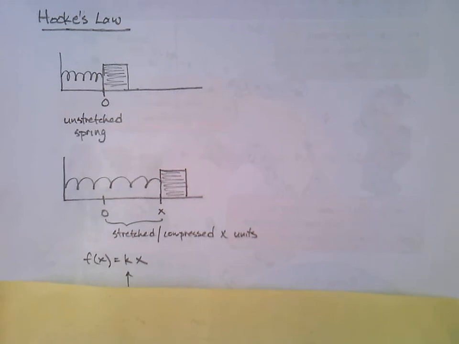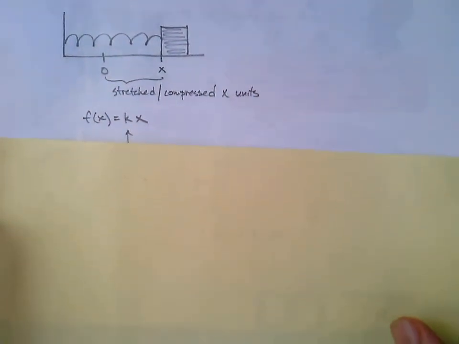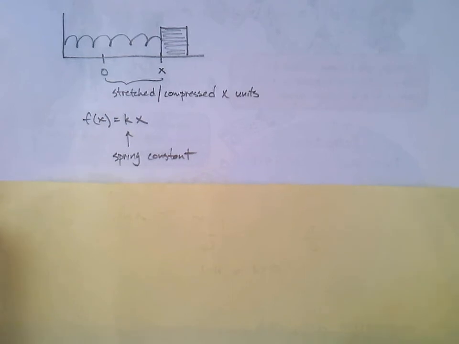So it turns out Hooke realized that there's a very simple function that will describe the amount of force that you need to stretch or compress a spring x units. Turns out all it is is some constant times x. So here the variable force f of x is k times x. And what is k? Well, we call it the spring constant.